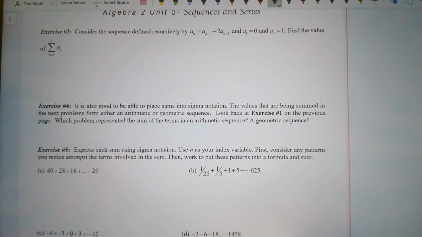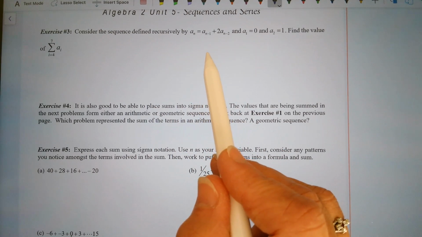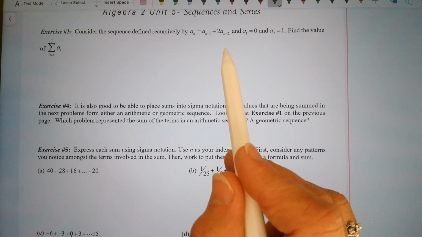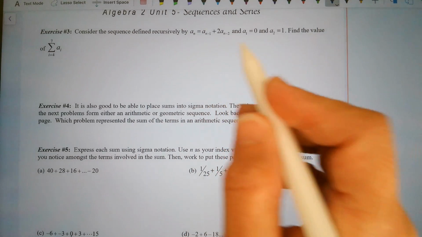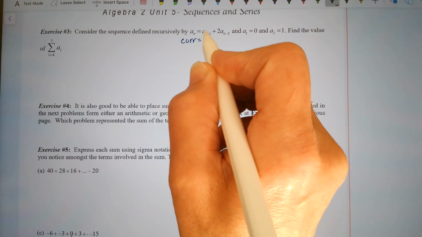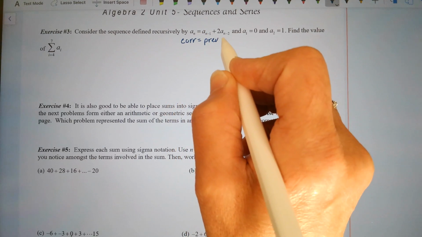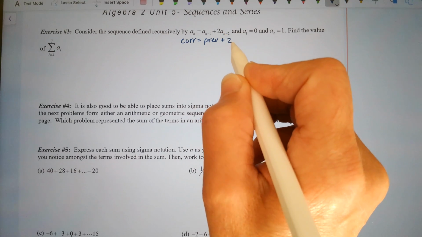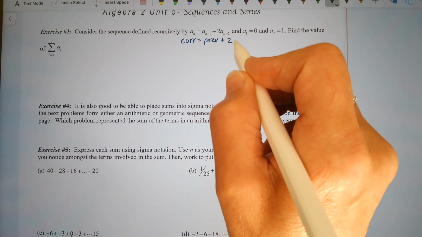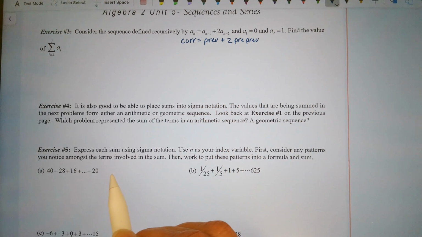Exercise number 3 says, consider the sequence defined recursively by a sub n equals a sub n minus 1 plus 2 times a sub n minus 2. Let me stop there, okay? So if a sub n is our current term, a sub n minus 1 is the previous, the term before it, plus 2 times a sub n minus 2 is the pre-previous. So the current term equals the previous plus 2 times the pre-previous.